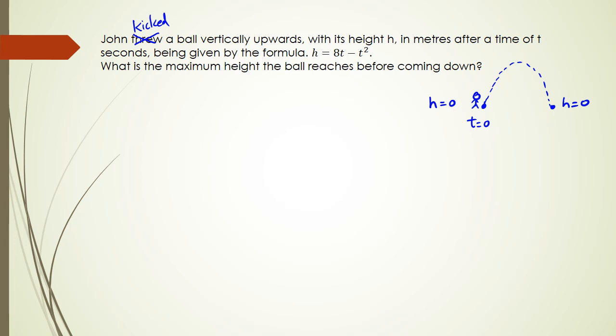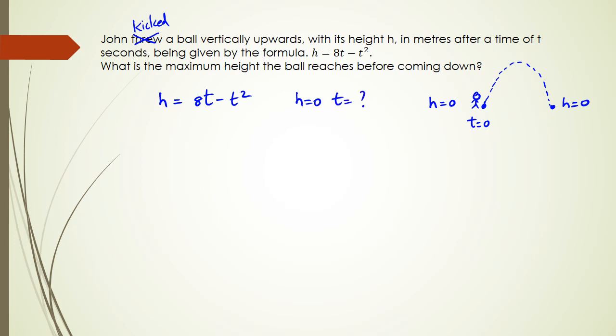So to do that, first we're going to wait for this airplane to pass by. Right, now that's gone. What we're going to do is put h equal to 0 and figure out what t is. This is where my equation is. My equation right now is h equals 8t minus t squared. So I want to know when h is equal to 0, what are my two values for time?